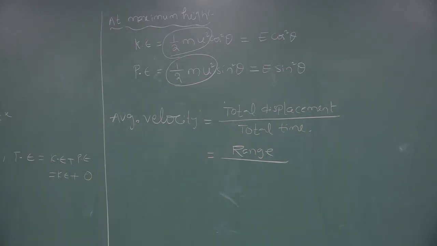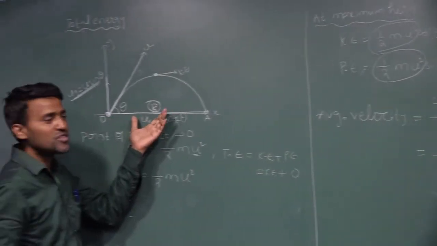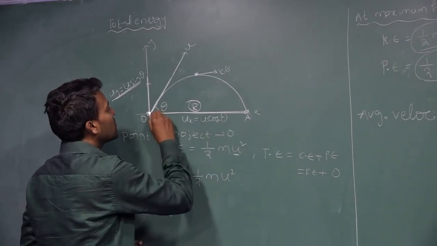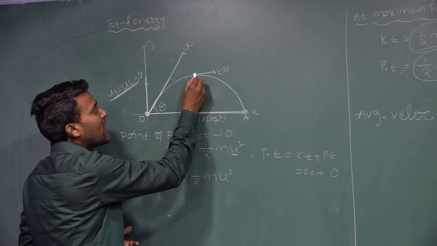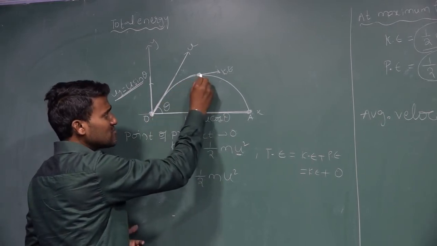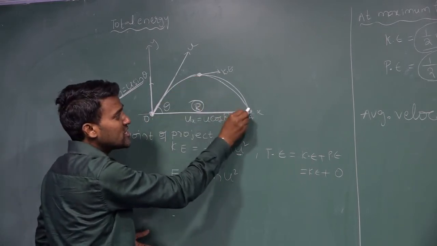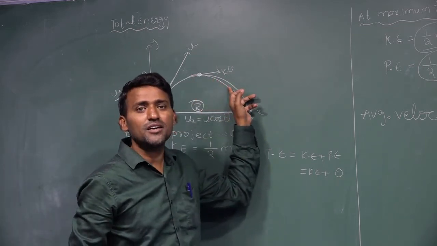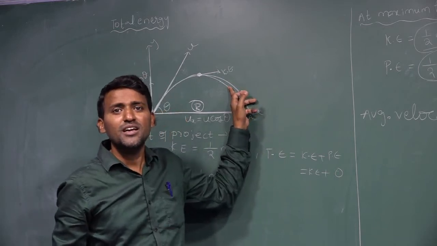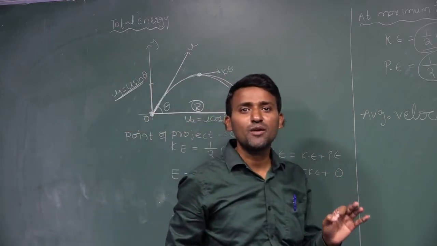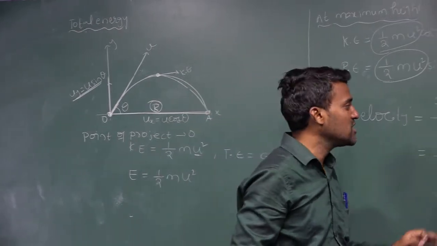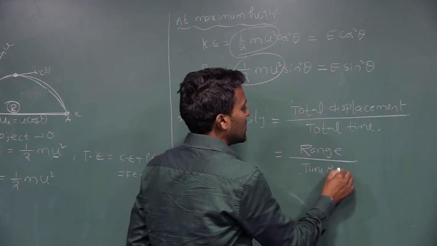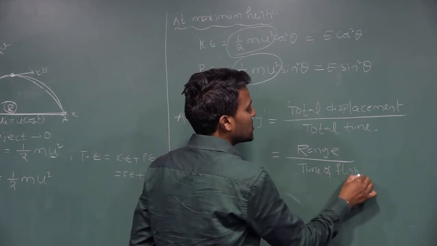Total time means, again we have to come to this diagram, from here to here. From the point of projection to maximum height is the time of ascent. From maximum height to the ground it is the time of descent. So the sum of the time of ascent and time of descent we can call the time of flight. So total time is time of flight, is it? Now substitute these equations.